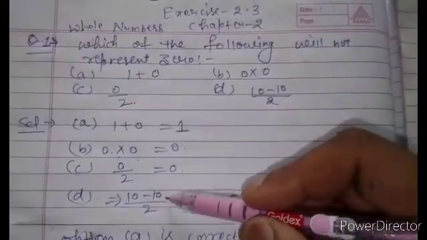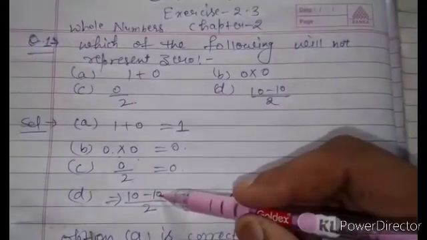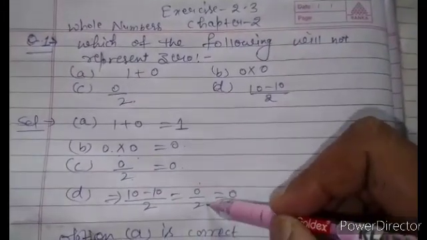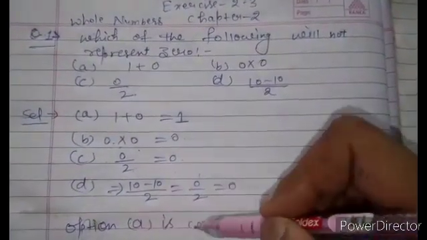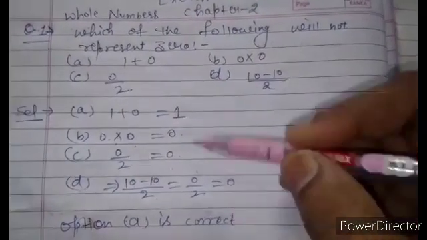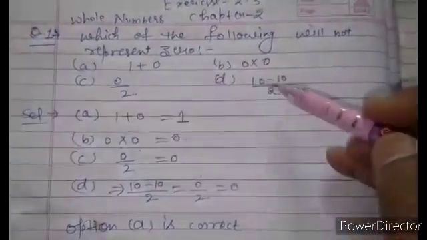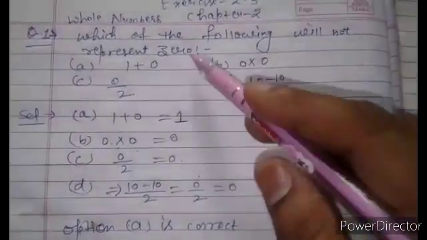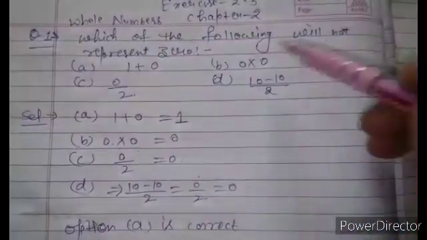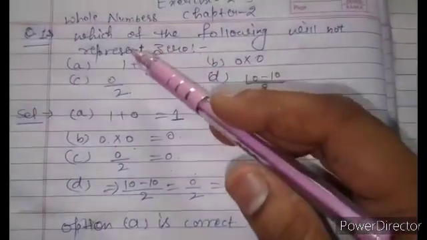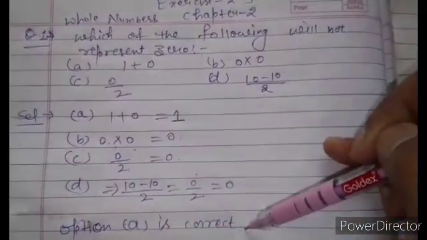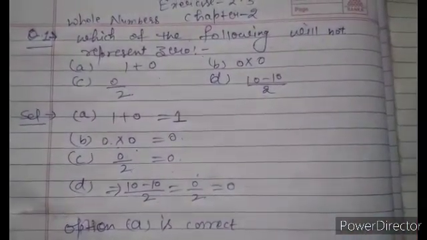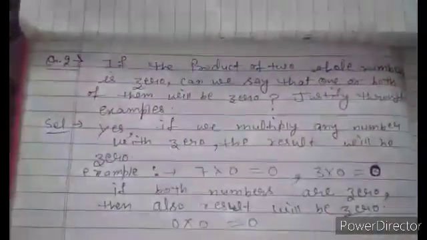D, 10 minus 10 upon 2. Means 10 minus 10 is 0, and 0 upon 2 is the same as C. It will be 0. So option A is correct because all other options B, C, D are 0 and we have to tell which of the following will not represent 0. So option A is not representing 0. Option A is correct.